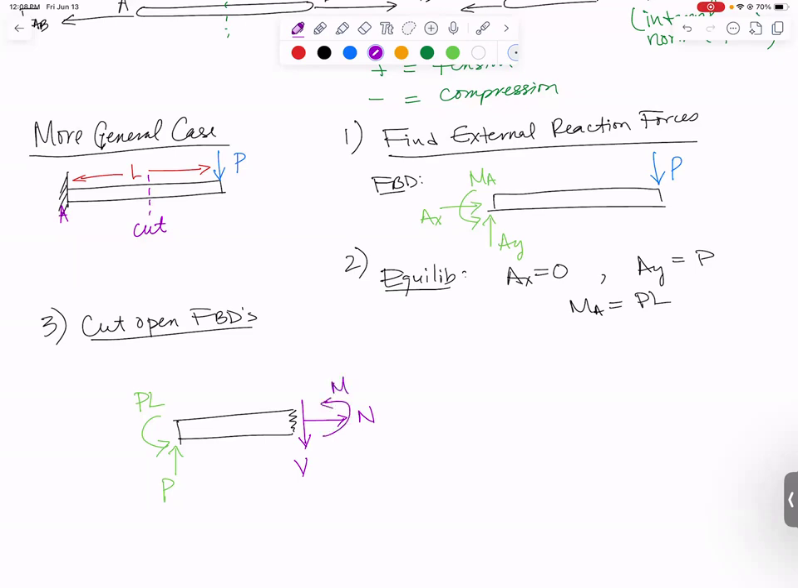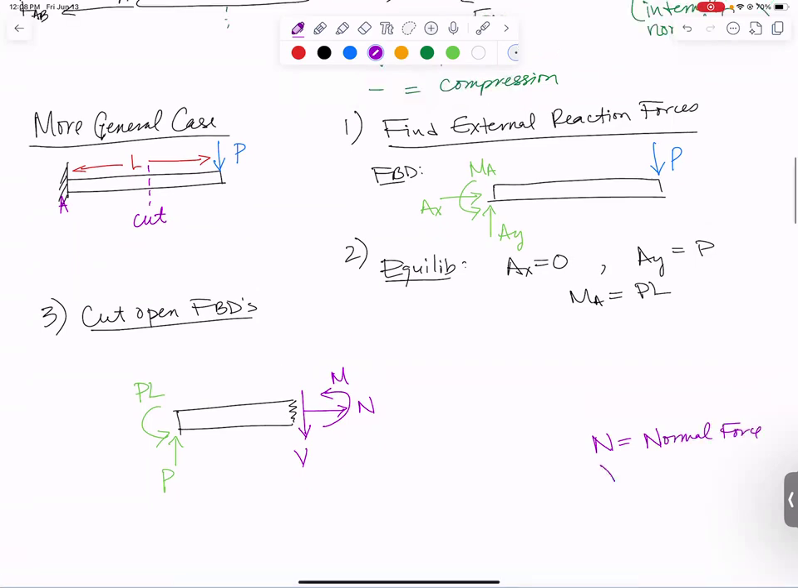These guys all have names. N is called the normal force. V is called the internal shear force. And M is called the bending moment. We're going to use those names all semester.